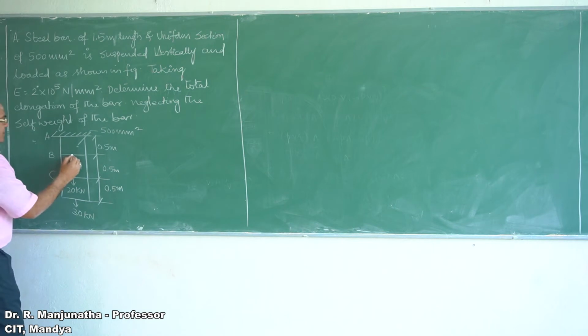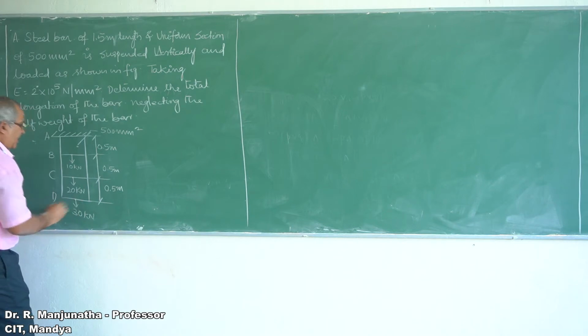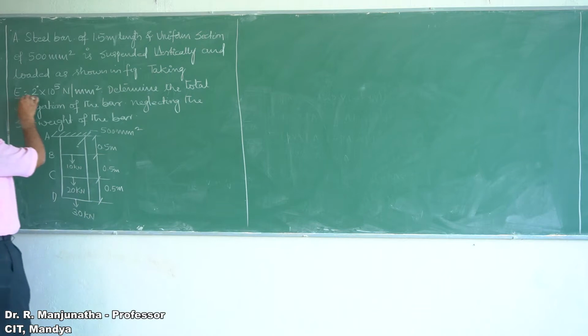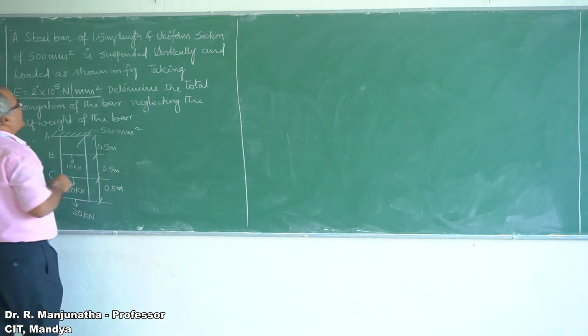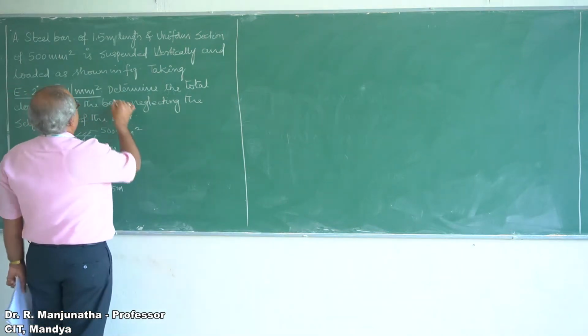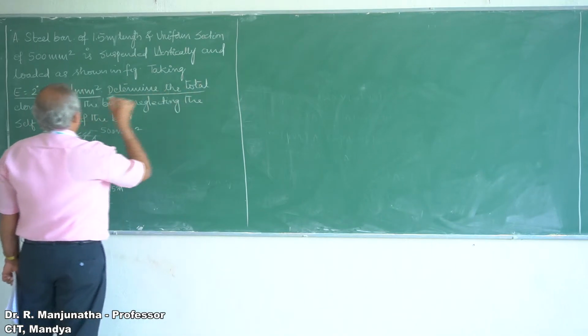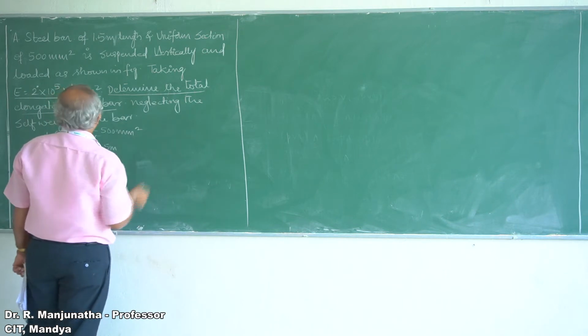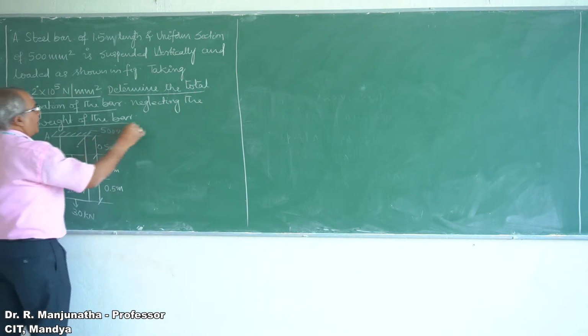So here we have 10 kN which is acting downwards. Here it is 20 kN acting downwards, and here 30 kN acting downwards. Taking E, that is the Young's modulus of the material, as 2 into 10 to the power of 5 Newton per mm square, determine the total elongation of the bar, neglecting the self weight of the bar.